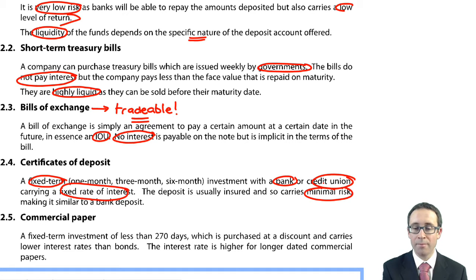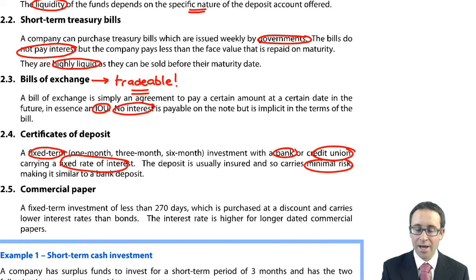Okay, the deposits that you make with a bank. However, these are for fixed terms, 1 month, 3 months, 6 months, however long it may be. As I said, it's more commonly used within the US. Okay, it has minimal risk. So it's a little bit less risky than a bill of exchange, maybe slightly more risky than your short-term treasury bills. Okay, similar risk, if you like, to your interest-bearing deposits.